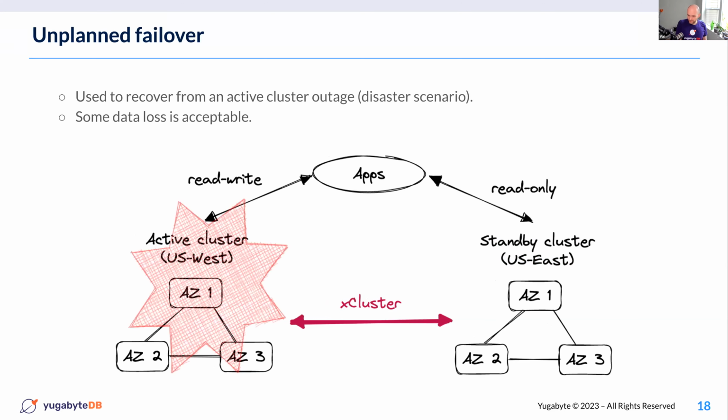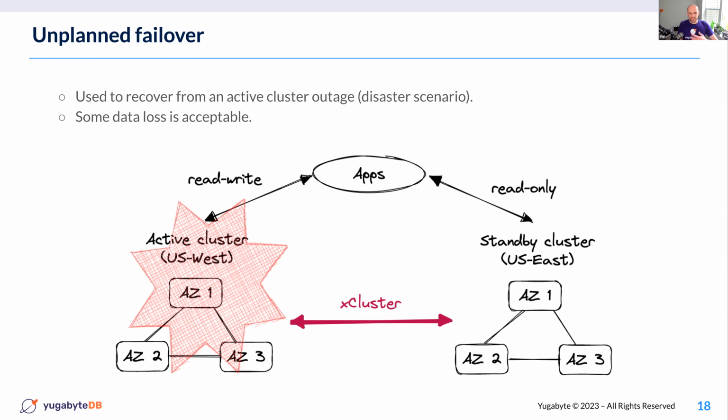So this was the planned failover, right? Unplanned failover is what we usually understand by disaster recovery. This is the actual disaster scenario when your active cluster goes down or becomes unavailable for whatever reason. Maybe there is a region outage, maybe there is a problem in the cluster itself. In that case, you want to switch the application to your standby cluster. And in this case, some data loss is acceptable, because the replication is asynchronous and it's actually inevitable, to be more precise, right?